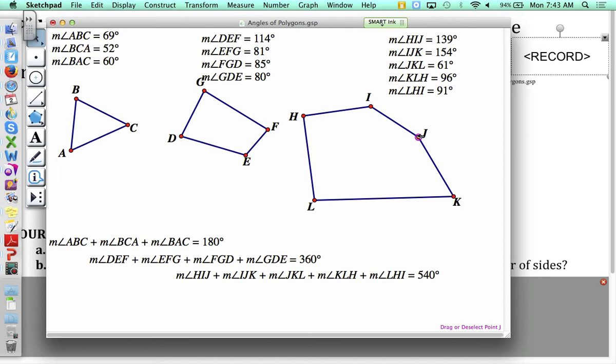Okay? But I don't want to come up with a pattern where I need to know the previous term in order to find my current term. In other words, I don't want to have to figure out what 9 angles add up to in order to figure out what 10 angles add up to. I want a formula where I can just take that number 10 and plug it in. Eugene?